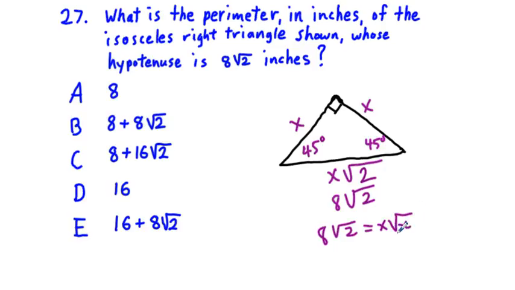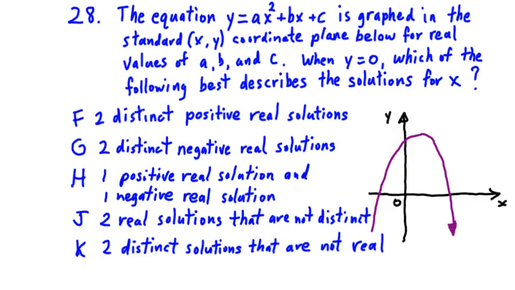Well, if 8 square root of 2 equals x square root of 2, we can cancel out the square root of 2, so we have x equals 8. So this one here is 8. This other side at the right is 8. 8 plus 8 plus 8 square root of 2 is going to be answer choice E. Next problem, 28.